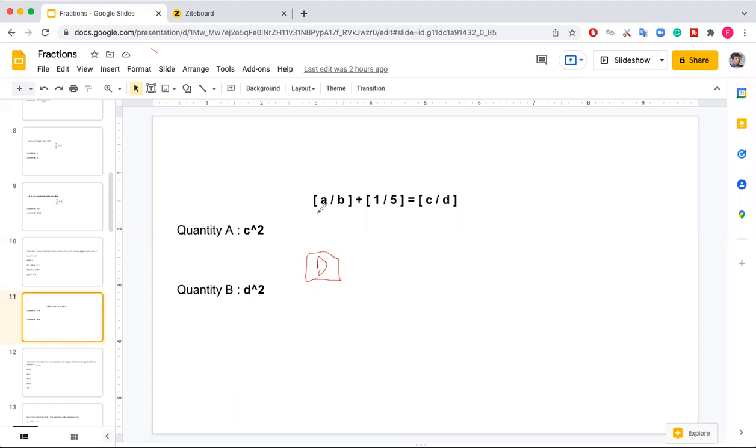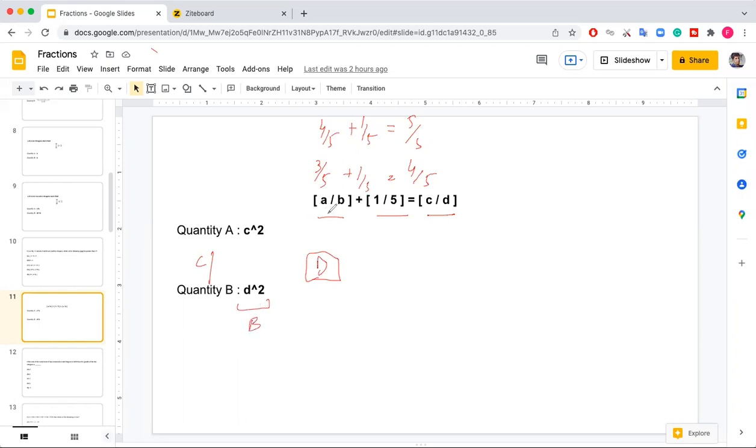The question is that we have some fraction plus 1/5 equal to C by D, right? So there could be multiple scenarios. In the first scenario, if I consider A over B equal to 4/5, so 4/5 plus 1/5 is equal to 5/5, which is equal to 1, right? In that scenario, both our quantities are equal. But if I consider A over B less than 4/5, let's suppose 3/5 plus 1/5 is equal to 4/5, in that scenario quantity B is greater.